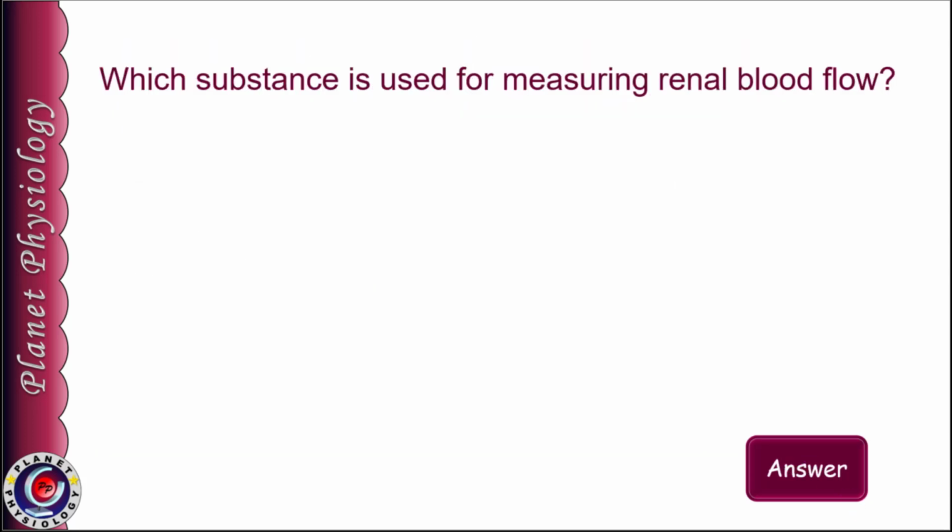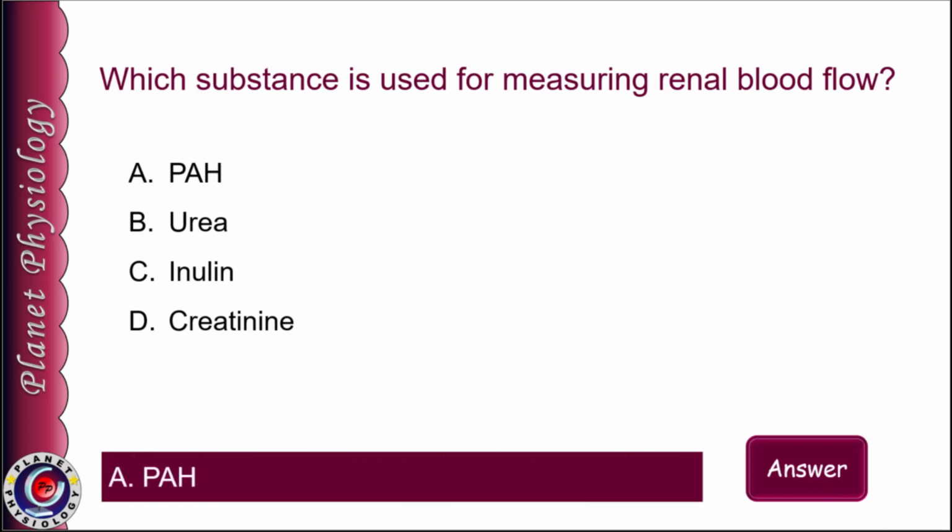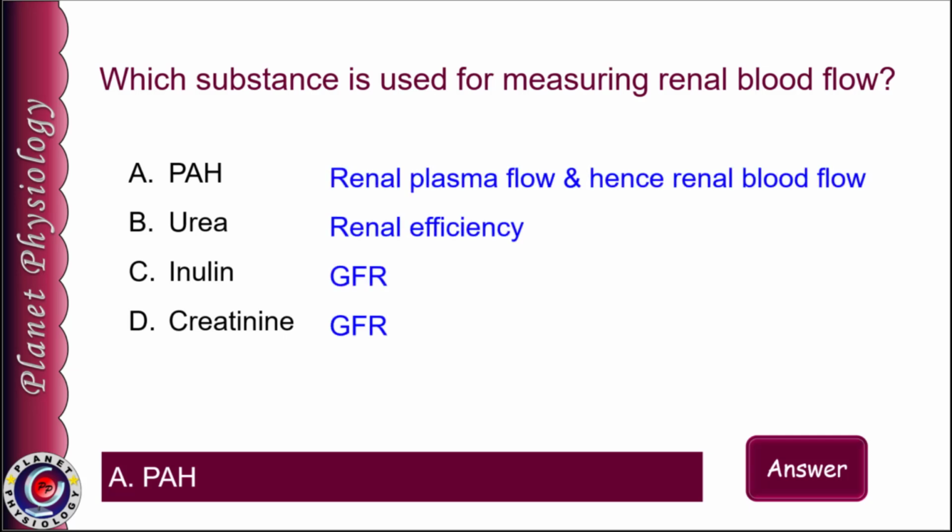Now the last question of the session. Which substance is used for measuring renal blood flow? A. PAH, B. Urea, C. Inulin and D. Creatinine. And the answer is PAH, that is para-aminohippuric acid. PAH is filtered as well as secreted by the tubules and hence it is used to calculate renal plasma flow. Based on this value as well as hematocrit, renal blood flow is then calculated. So details are available in my video on renal circulation.